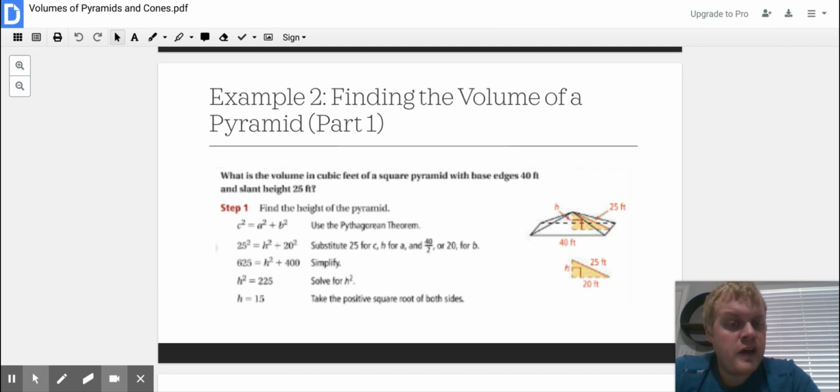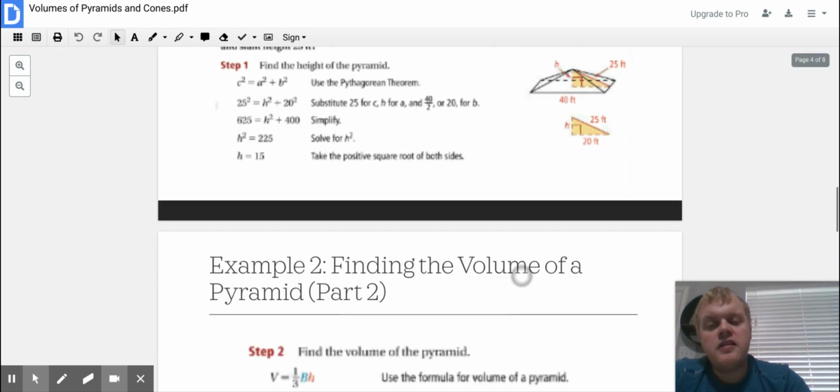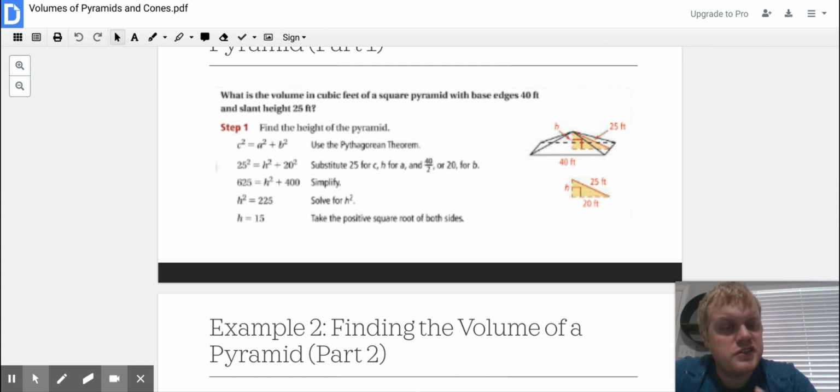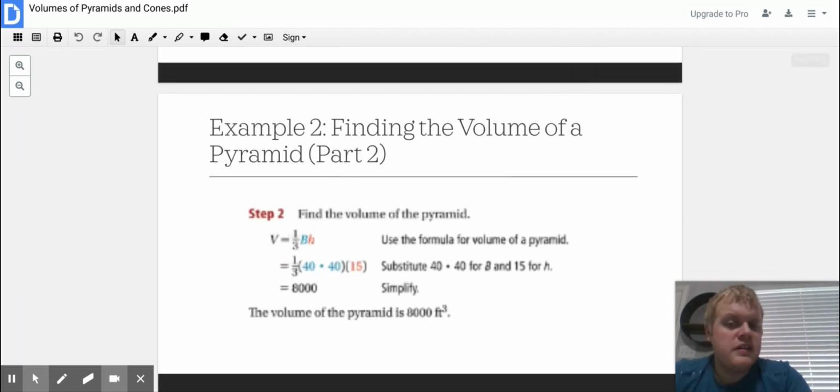Now that we have solved for the height here, we can go find the area of the base. Again, as we can tell, it's a square pyramid. So just like the previous problem, to find the area of a square, use either base times height or side squared. So 40 times 40 gives us a big number of 1,600. I'm going to multiply that times 15 and then multiply that big number by 1/3. And that's going to give us the volume, which is 8,000 feet cubed.